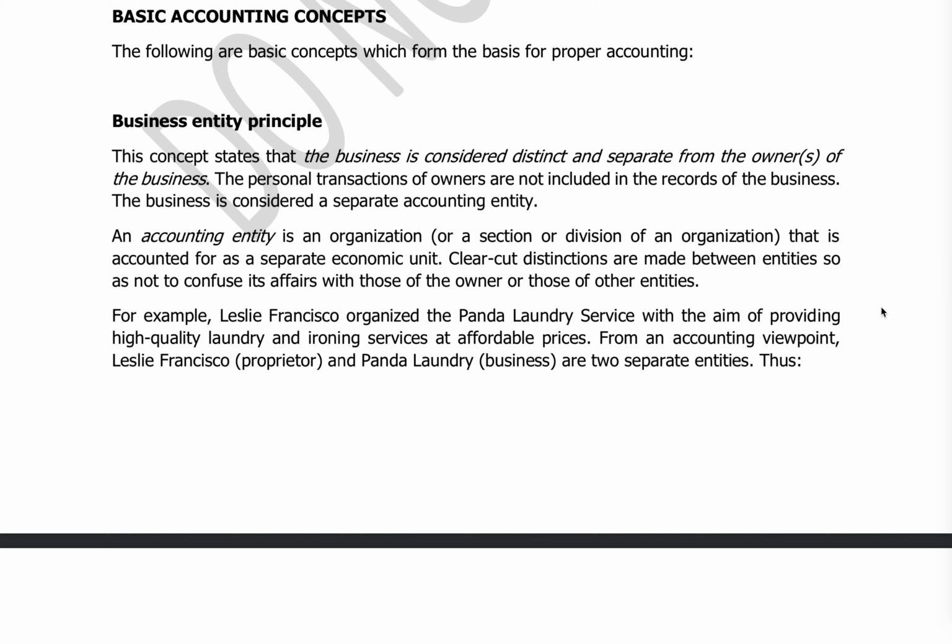Okay? So, an accounting entity is an organization that is accounted for as a separate economic unit. Clear-cut distinctions are made between entities so as not to confuse its affairs with those of the owner of those entities. So, ibig sabihin, hinihiwalay mo. Kung ano lang yung transactions in business, yun lang. Kung ano naman transactions ni owner, sa kanya lang yun. In order to avoid confusion. And, of course, in order to properly account for the financial position, financial performance of the business.